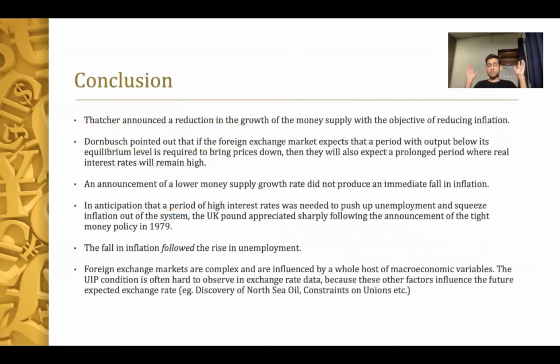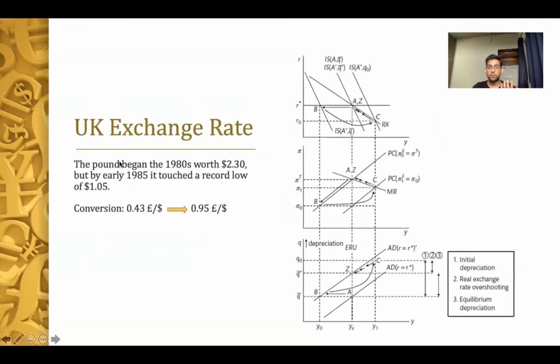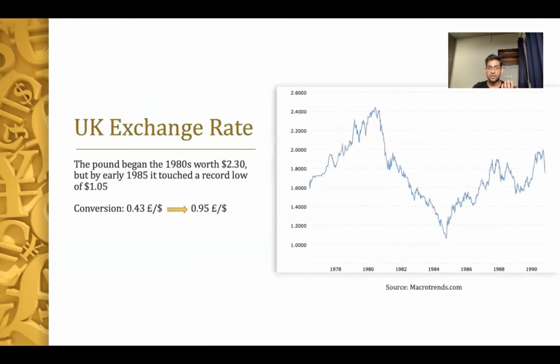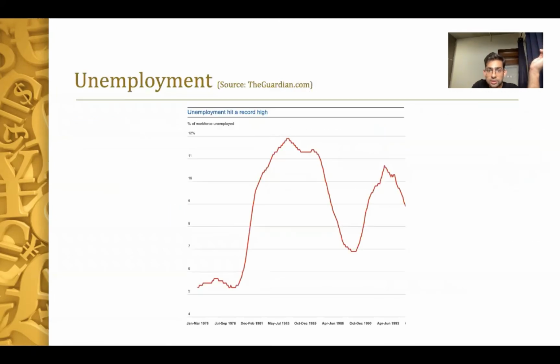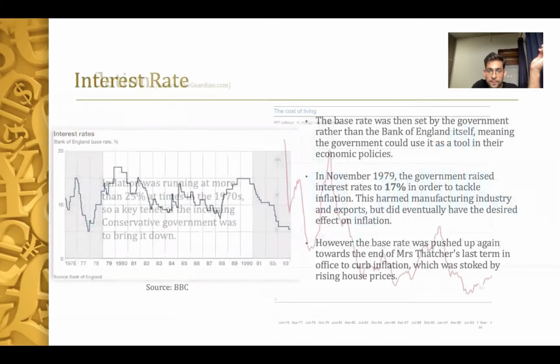So finally, moving on towards the conclusion, we know that Thatcher announced a reduction in the growth of the money supply with the objective of reducing inflation. But we know that, looking at the third point, an announcement of a lower money supply growth did not produce an immediate fall in inflation. And we can see that quickly in the inflation chart, which is right here.